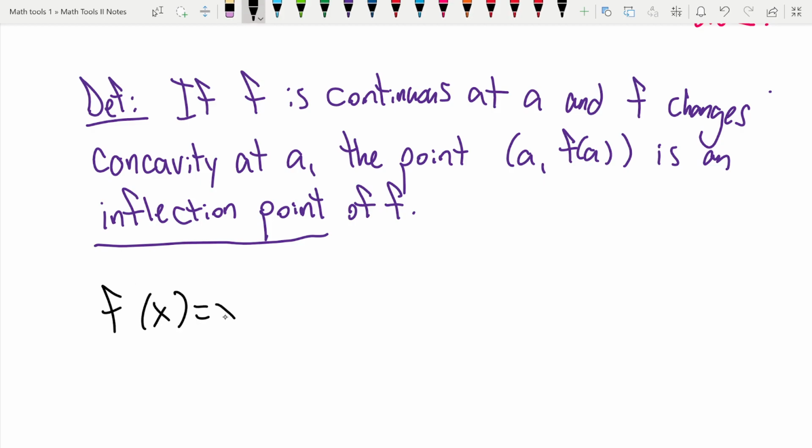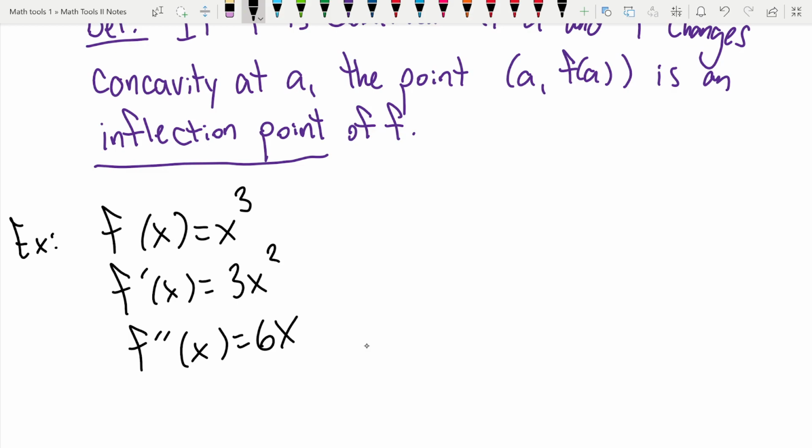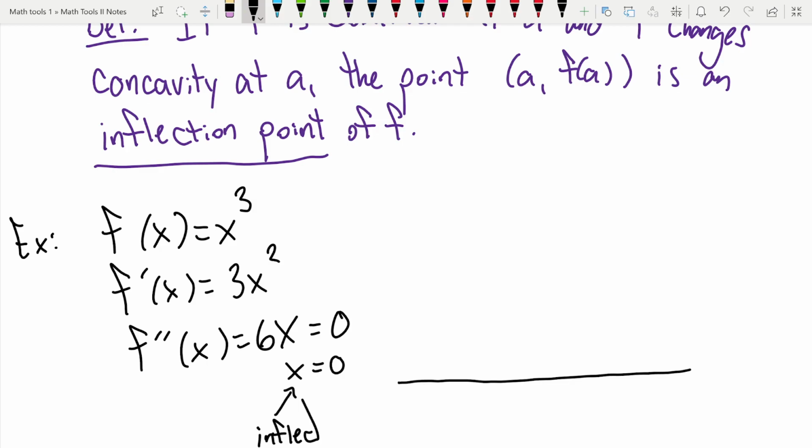Okay, so if we just use x cubed as an example, f of x equals x cubed, f prime of x equals 3x squared, f double prime of x equals 6x. If we set this equal to 0, that implies x equals 0. So x equals 0 is an inflection point. I guess I should say it's a possible inflection point.